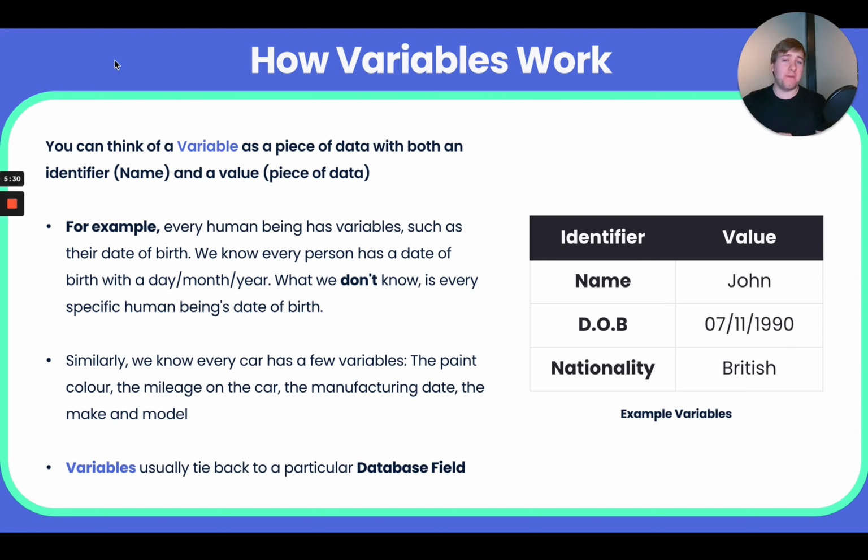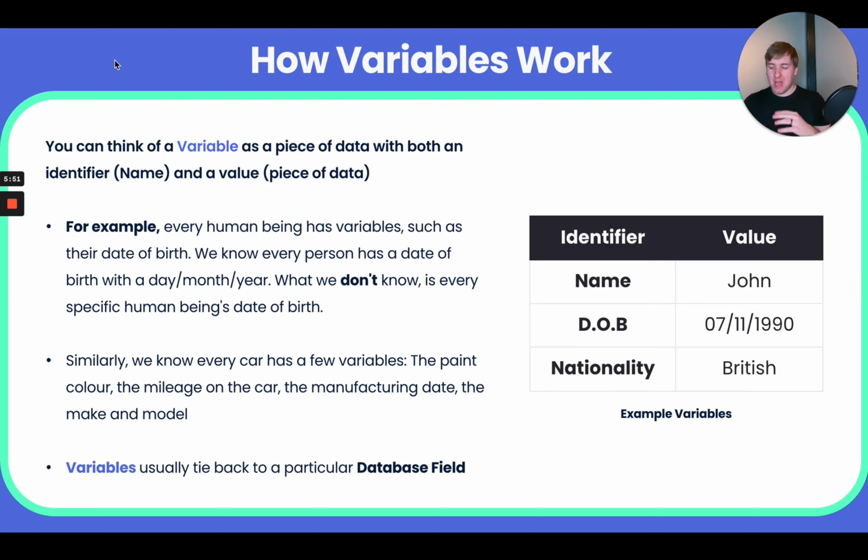So you know that every human being has a date of birth, but when you first meet somebody, you don't know their date of birth. You know that every human being has a nationality, wherever they were born, but until you ask them what that is, you don't know it. So you've got the identifier. Okay, I know they've got a piece of data which is called their date of birth. I just don't know what their date of birth is yet.